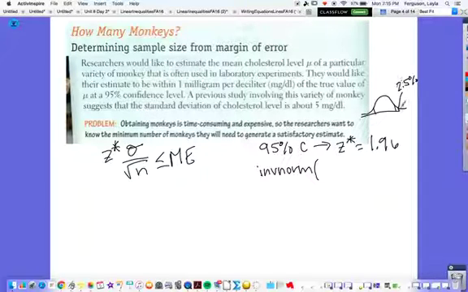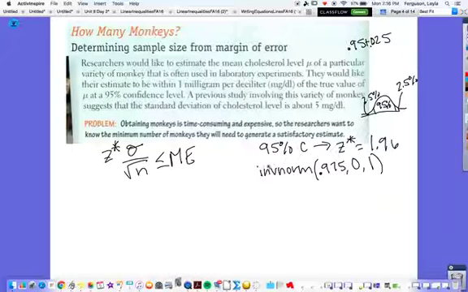So the area that you would be looking for would be the 95% in the middle plus this 2.5% here. So really you are looking at 0.975. I got that from saying 0.95 plus the 0.025, excuse me. And so then because you're using a standard normal curve, your mean would be 0 and your standard deviation would be 1.